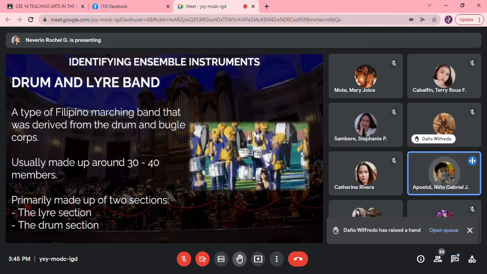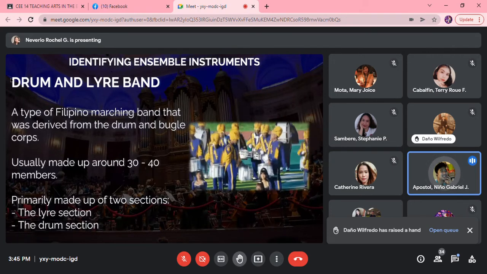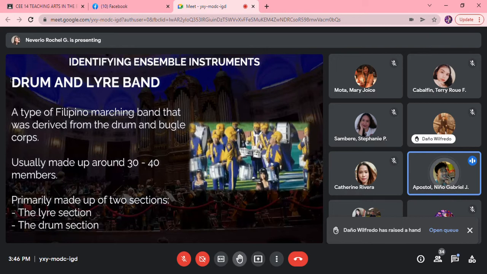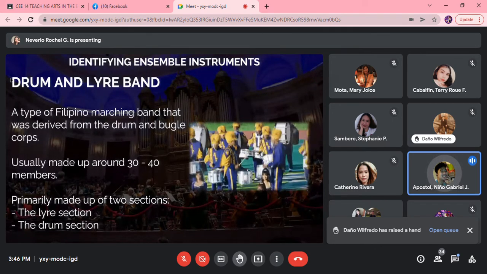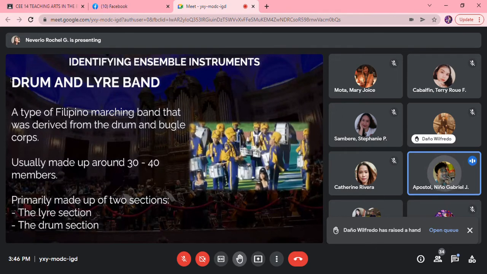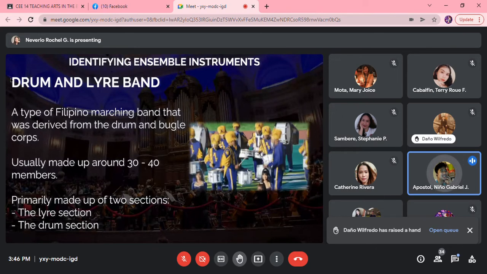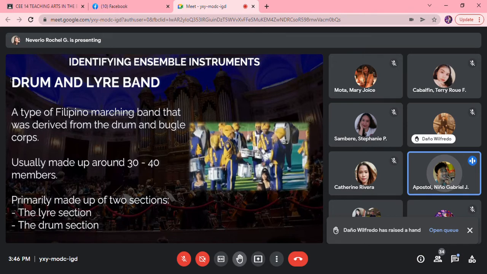So umpisahan natin yan sa drum and lyre band. A type of Filipino marching band that was derived from drum and bugle corps. So naging alternative siya dito sa atin, yung mga brass band, yung may ibang instrument. So sa atin, dahil sa resources, kaya naging drum and lyre na lang din. Usually made up around 30 to 40 members, and primarily made up of two sections, the lyre section and the drum section.